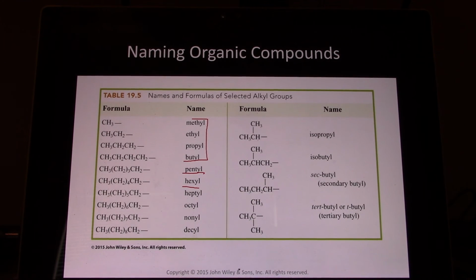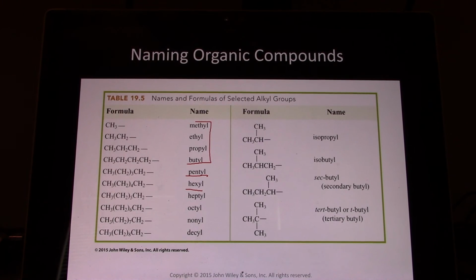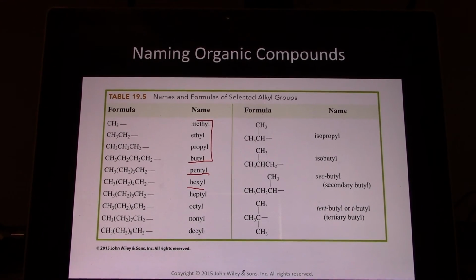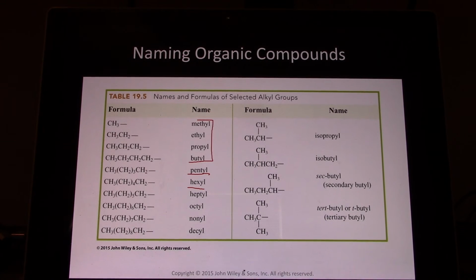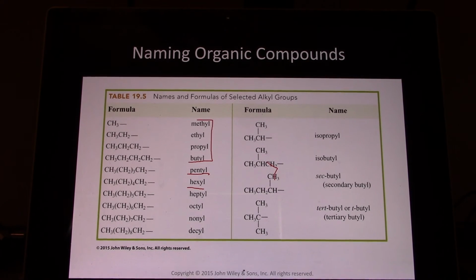In other groups, isopropyl. It's a propyl group, but you're connecting at the middle, not the end carbons. Isobutyl. This is a group where you connect, the 3 carbons are in a row and one's branching off, but it's branching off the middle. In sec-butyl, the carbon's branching off the first carbon. And in T-butyl, it's branching off the middle one here.